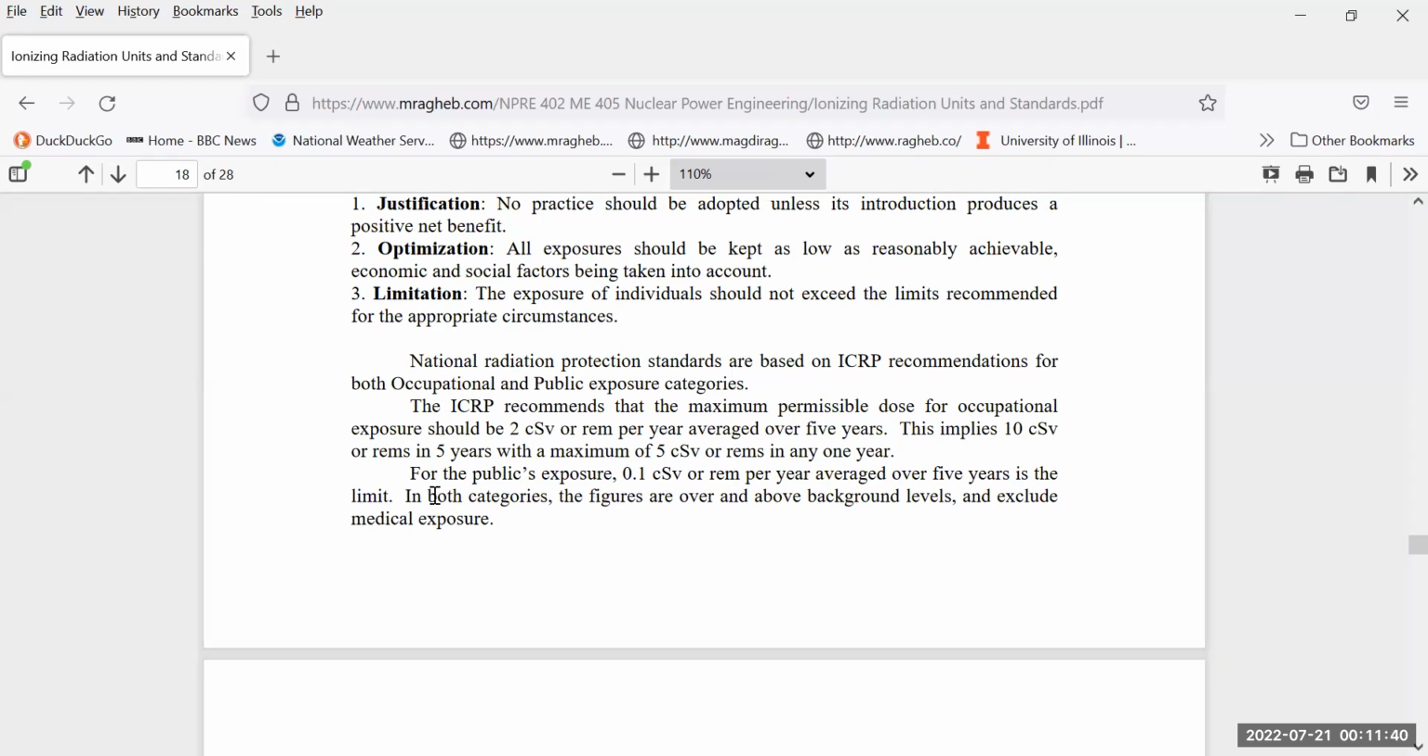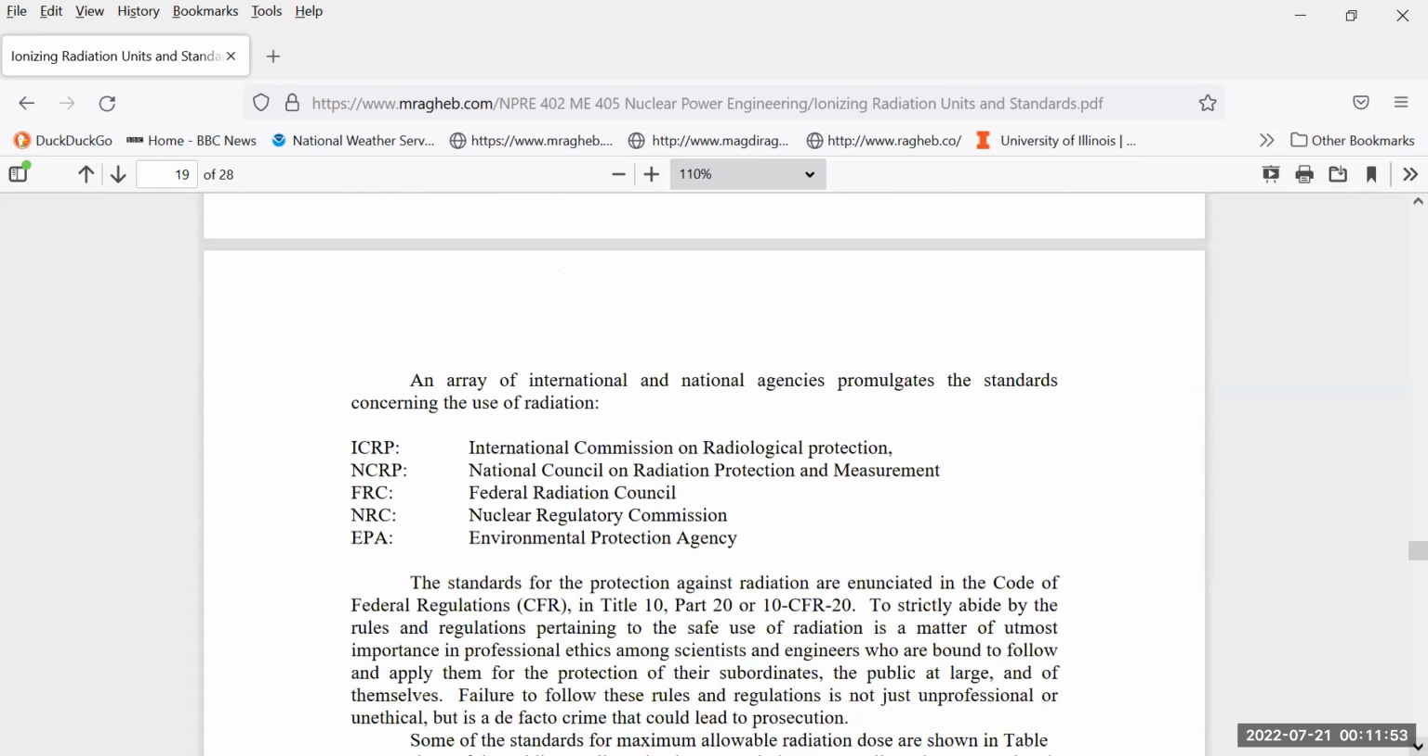And in both categories, the public and workers or professional people, the figures are over and above background levels and exclude medical exposure in that case. Other organizations set up limits for the exposure of radiation, and as engineers, we are all bound to follow those exposure limits. We mentioned the ICRP, the International Commission on Radiological Protection.